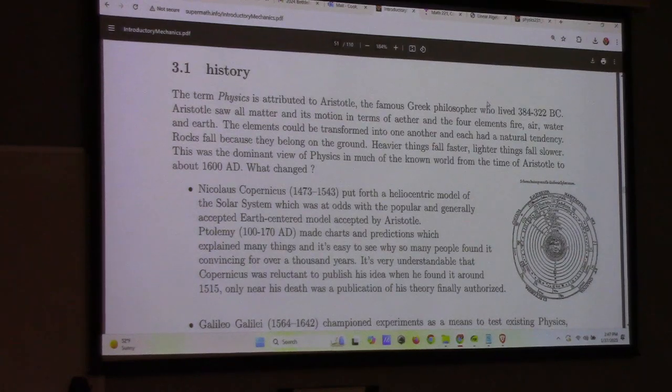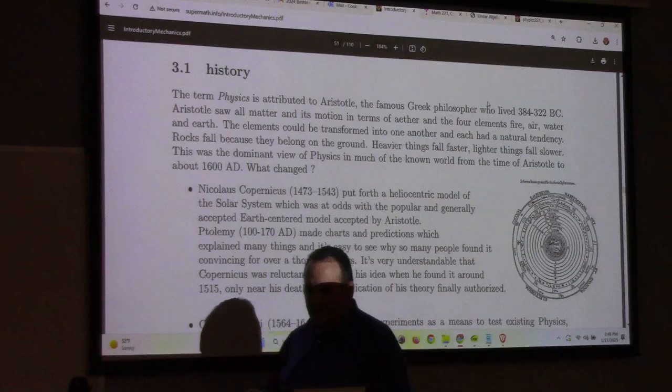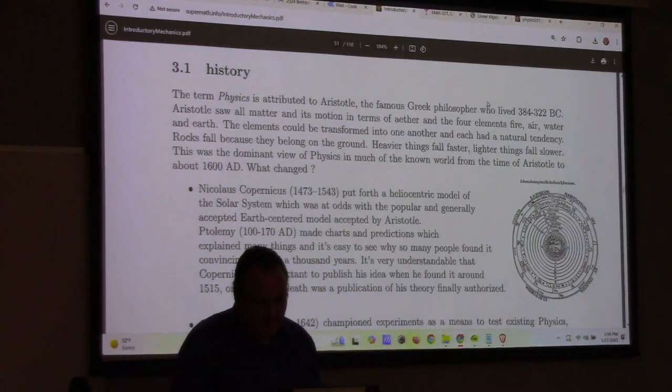Because Copernicus started to realize that it makes more sense if you pay more attention to the planets and so forth. You have to take a heliocentric viewpoint. But Copernicus was actually somewhat reluctant to publish his idea. It really only became popular after his death, when it was finally authorized. So it's kind of a complicated business.